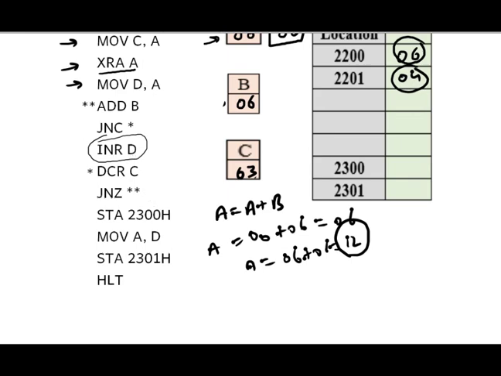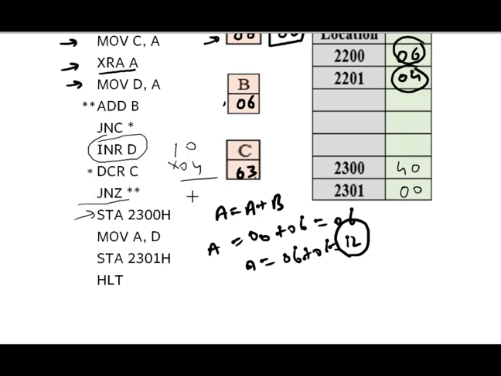Now the final steps. After it comes out of the loop, the data in A will contain the lower 8 bits. So we do STA 2300. Now suppose we have added 6 into 4, so 6 fours are 24 in decimal. If you do it in 8085, you will get a different representation, because it will be in hexadecimal. Let us take multiplying 10 by 4. 10 fours are 40, so we will get 40 here, and if there is no carry, this will become 00.